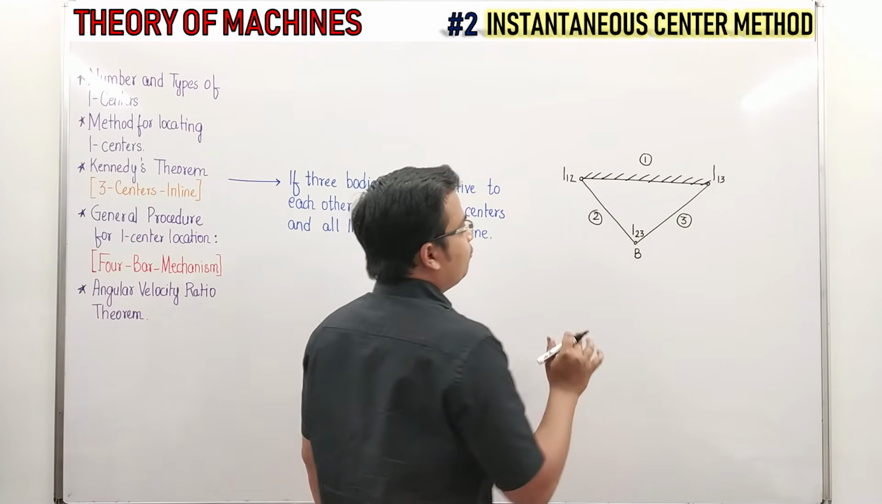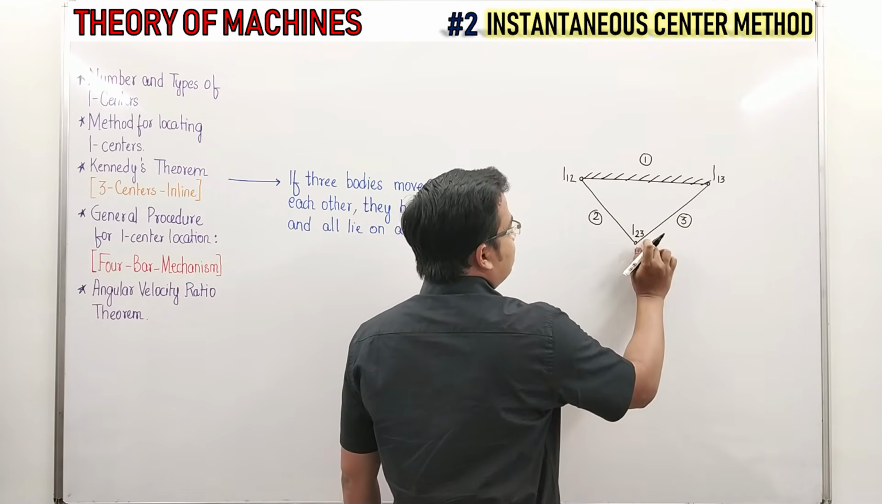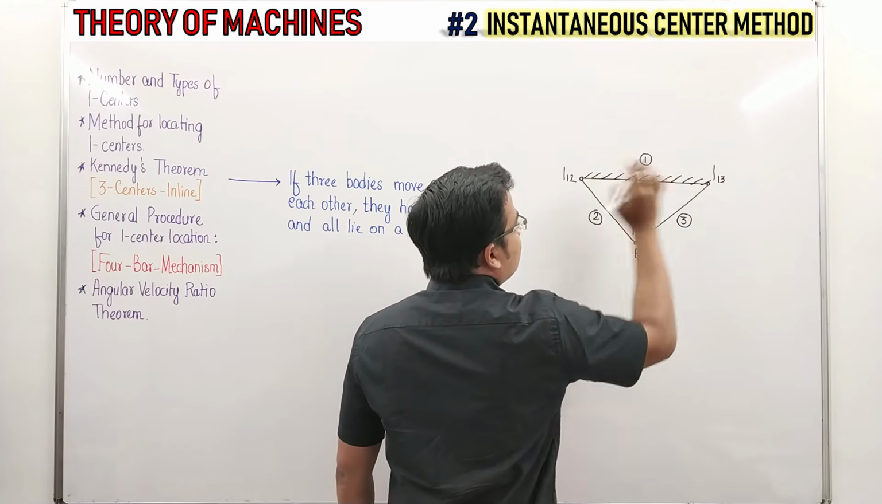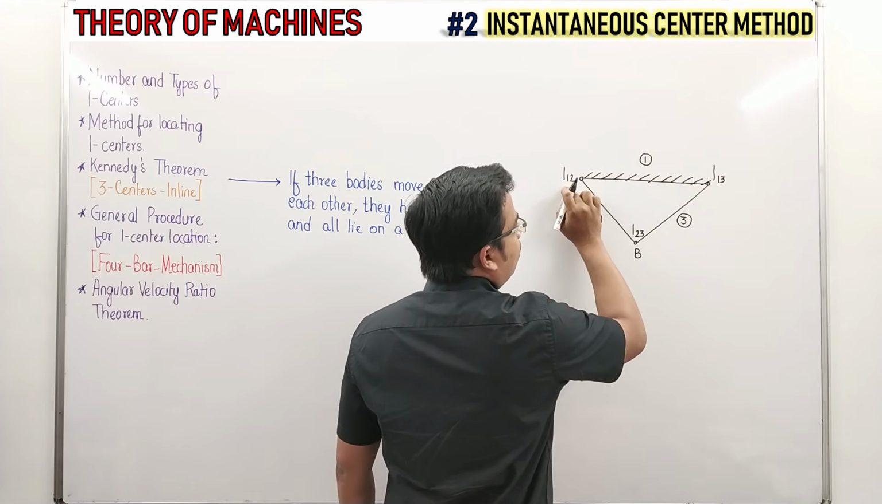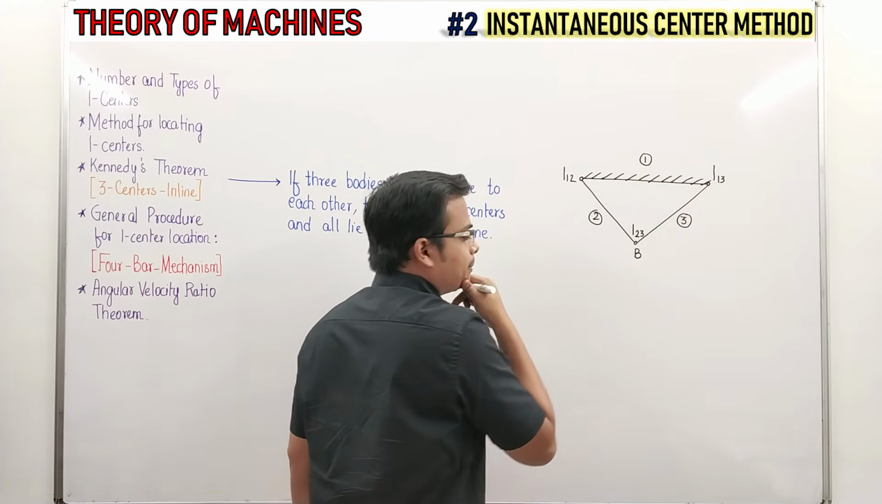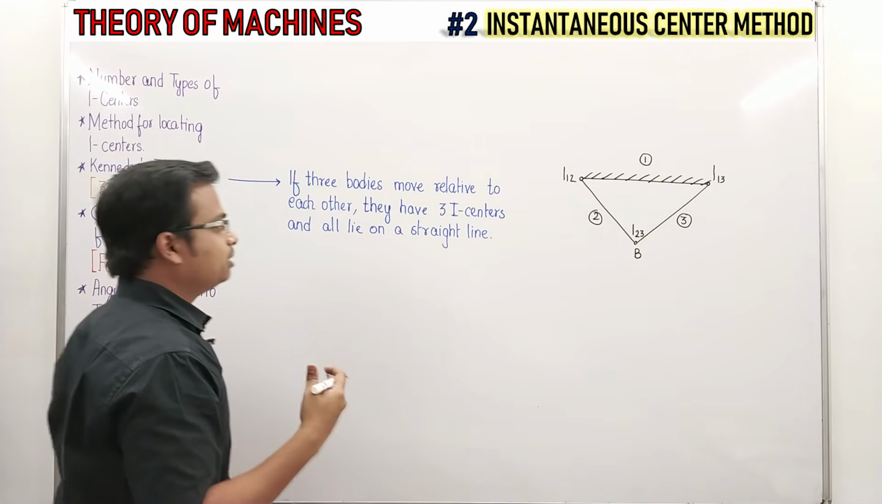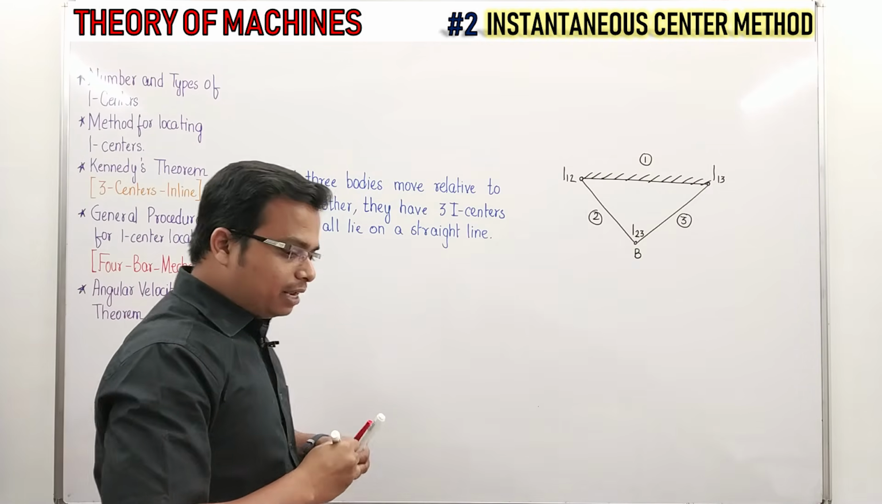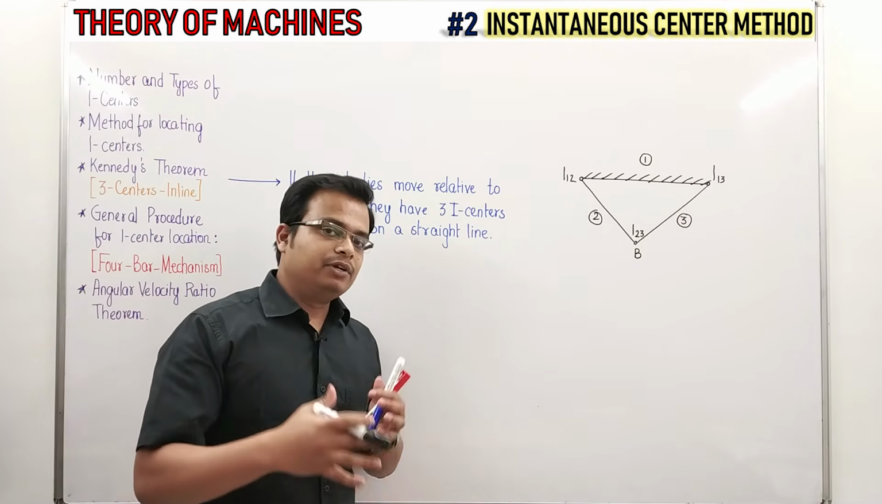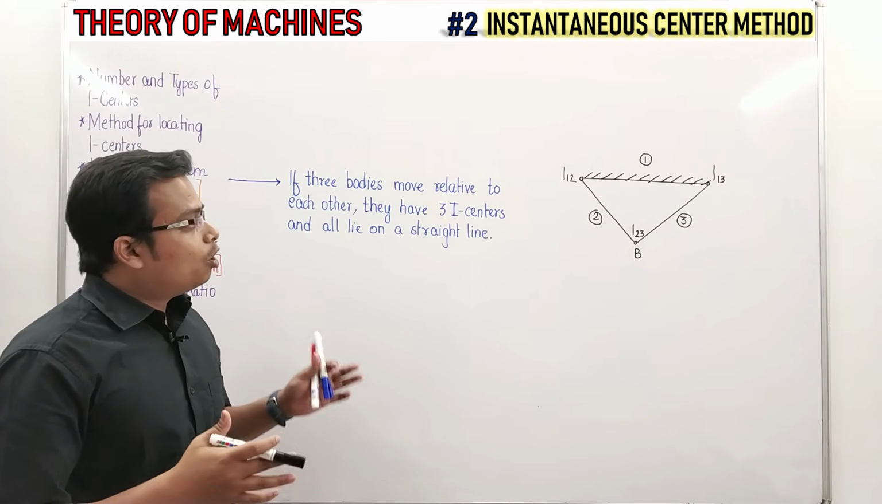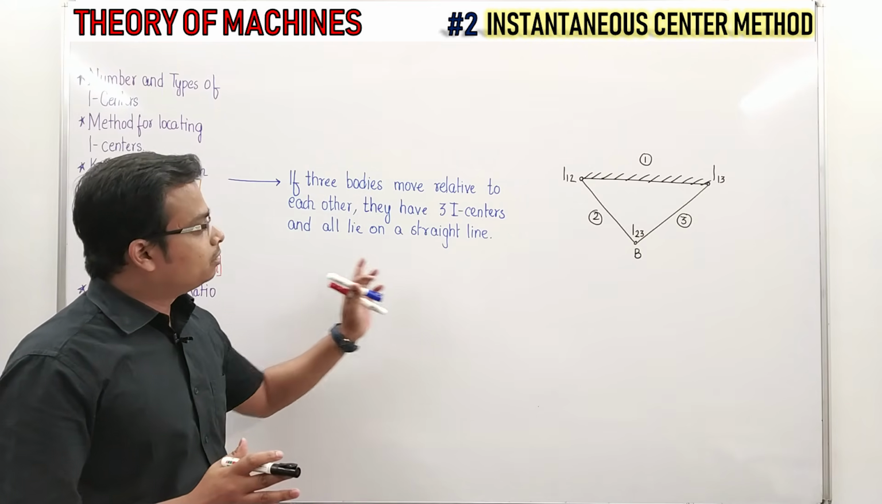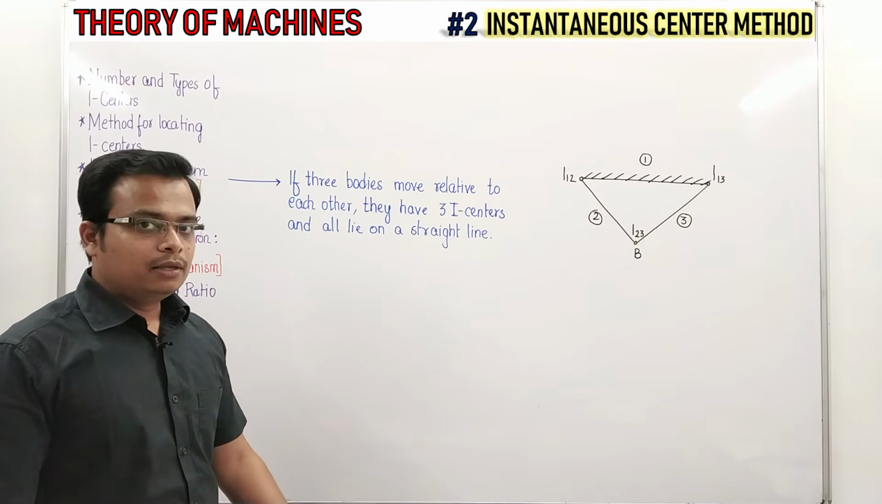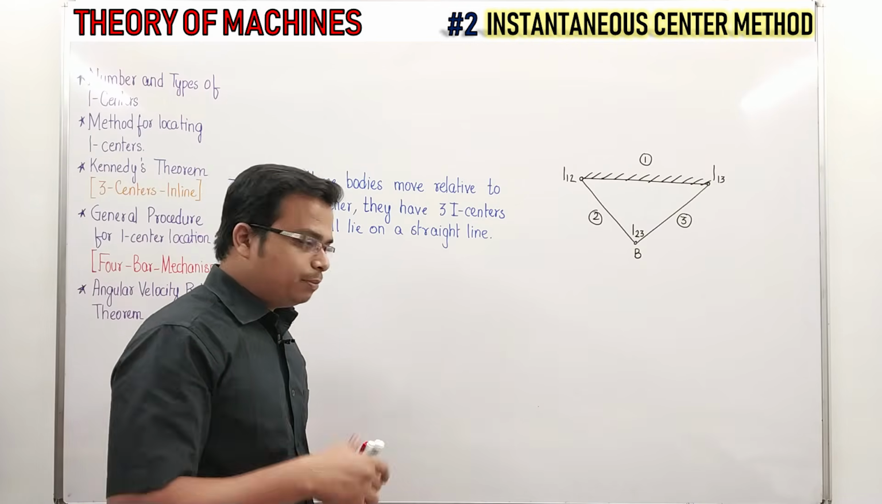Now, if you just watch carefully, this will not lie on a straight line joining I12 and I13. But Kennedy's theorem says that if 3 links are connected and they move relative to each other, then their 3 eye centers are going to lie on a straight line. Let's try to take a look at this from a different perspective.